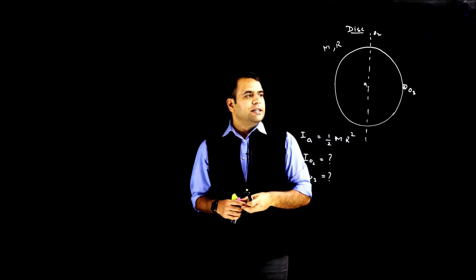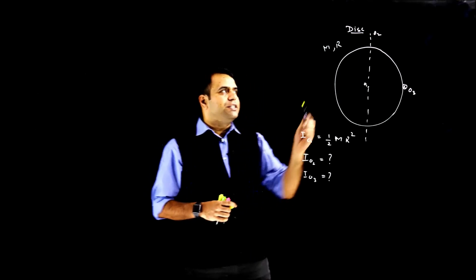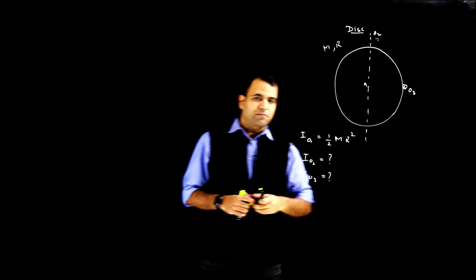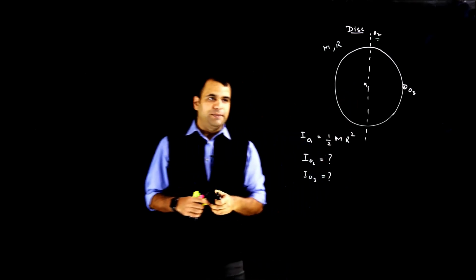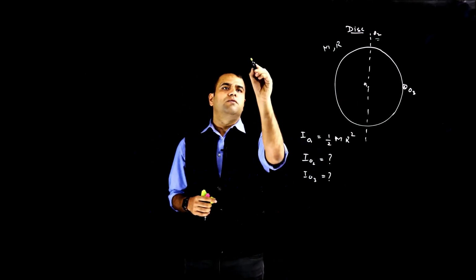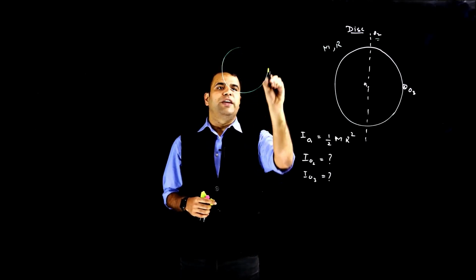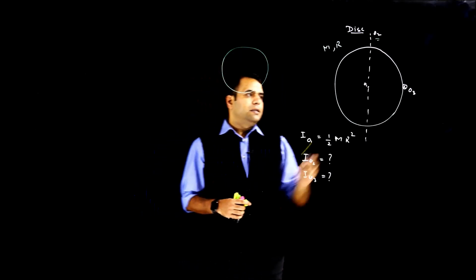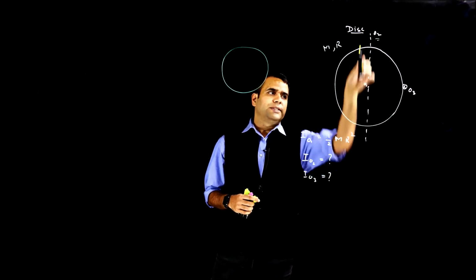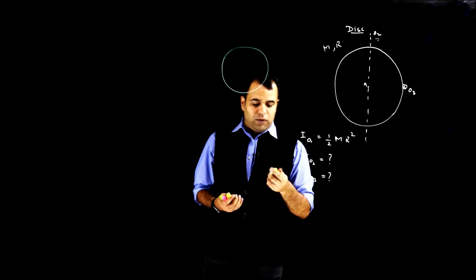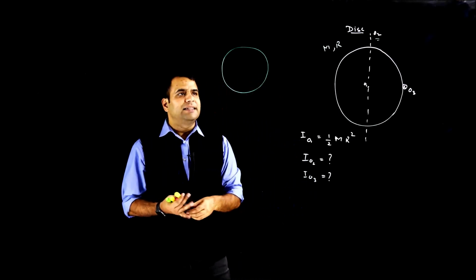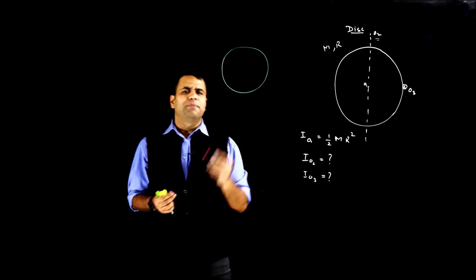So first we'll calculate the moment of inertia about this one, using the moment of inertia which is given in this case. Let's make one more diagram. We have a disk, and the moment of inertia about this axis is known, and about this axis we have to calculate. So IO2 we have to calculate. Now let's go by the perpendicular axis theorem.